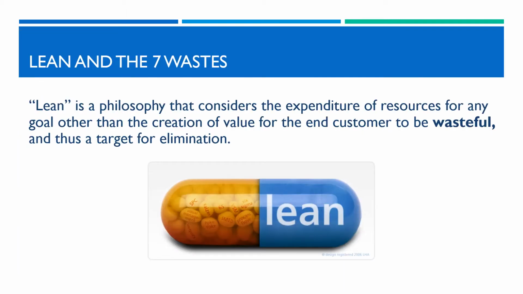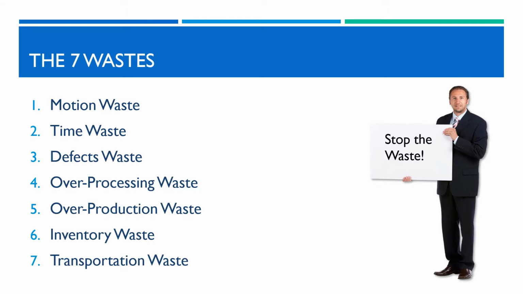Lean is a philosophy that considers the expenditure of resources for any goal other than the creation of value for the end customer to be wasteful, and thus a target for elimination. In this unit, we will look at the 7 wastes. These include motion waste, time waste, defects waste, overprocessing waste, overproduction waste, inventory waste, and the final waste is transportation waste. Let's look at these in turn.